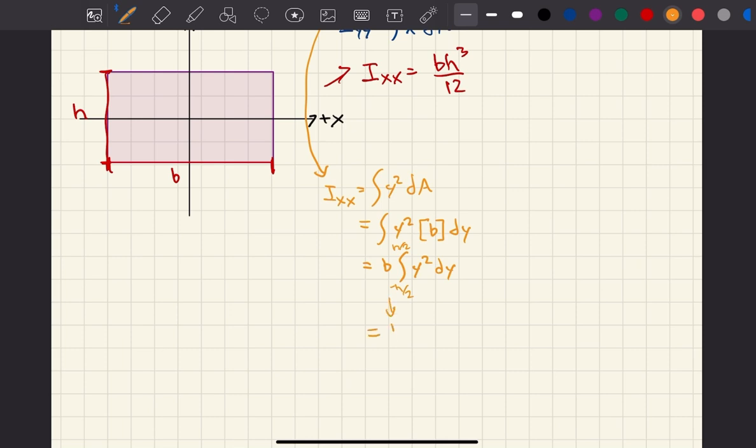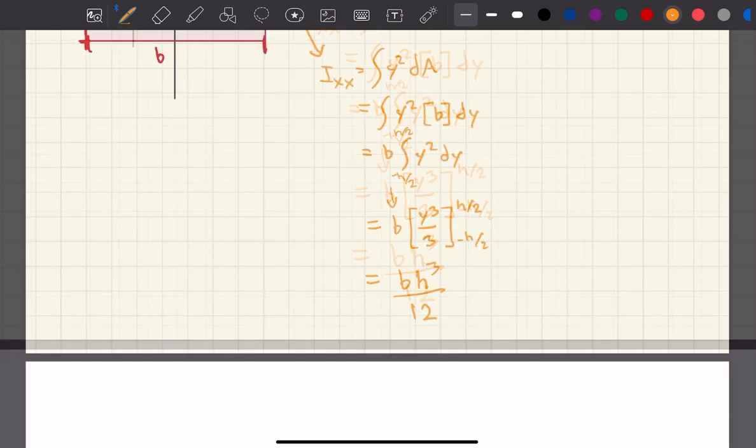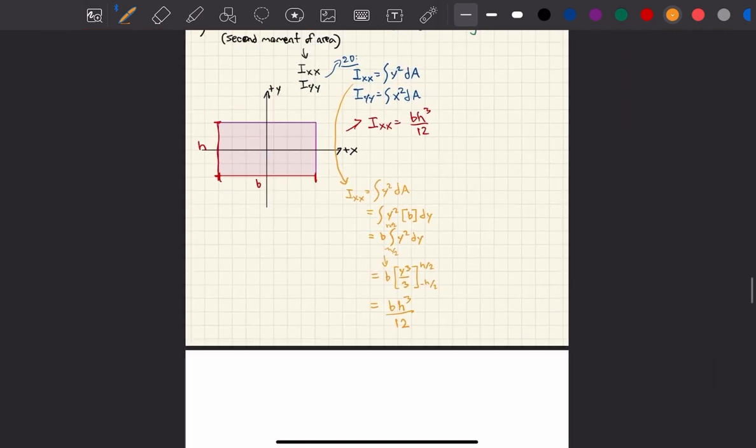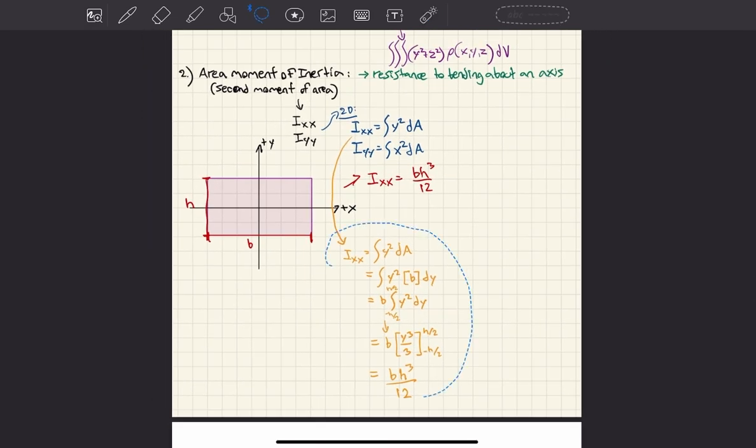What you're going to end up getting is b y cubed over 3, evaluated with bounds h over 2 and negative h over 2. You're going to keep going, and once you plug everything in, you're going to get the exact same thing that we have. So this is basically how you apply this integral formula to find the moment of inertia, or the area moment of inertia. The y direction is almost the exact same thing.